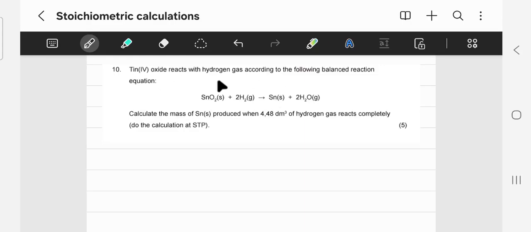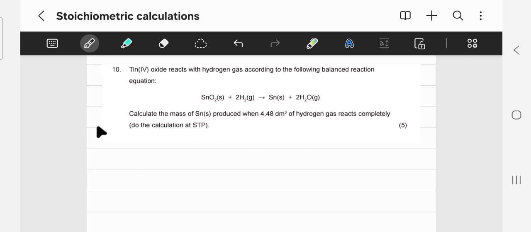So here we have our statement which reads that tin oxide reacts with hydrogen gas according to the following balanced reaction equation. And likewise guys, it's important to check your statement to confirm if the equation is balanced, and if it's not, you will have to balance the equation yourself. That's why you must know how to balance equations. And if you can't, on my playlist guys, there's a video whereby I show you how to go about balancing equations, so please do watch that video.